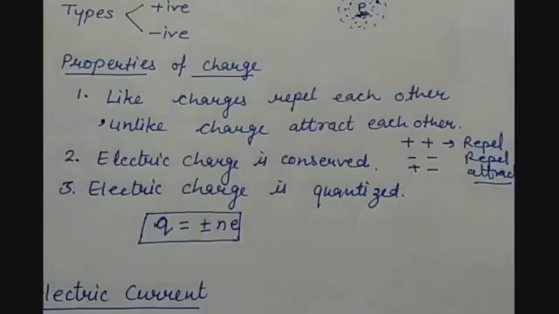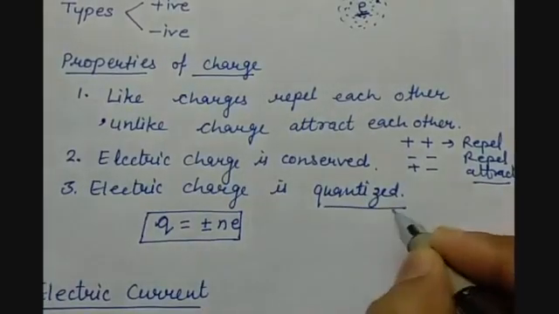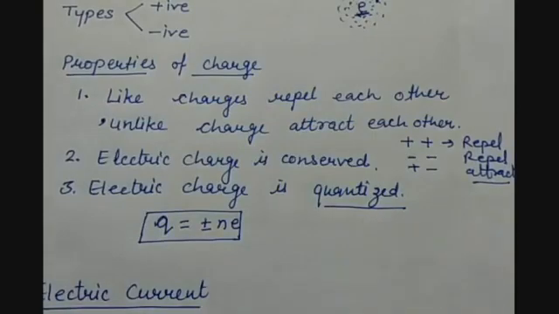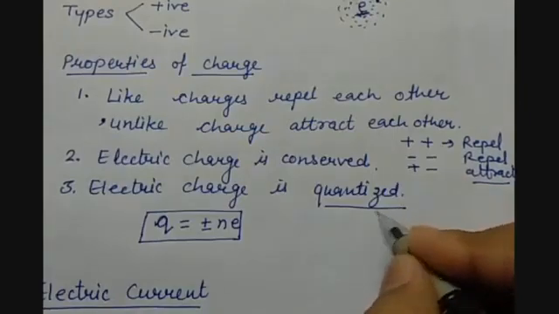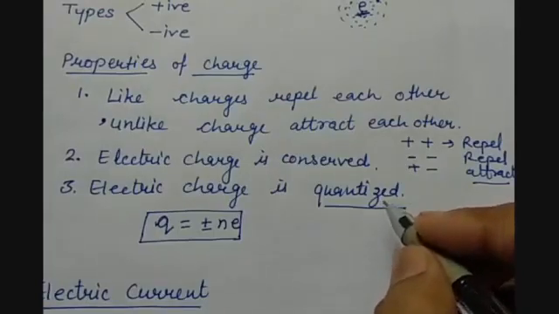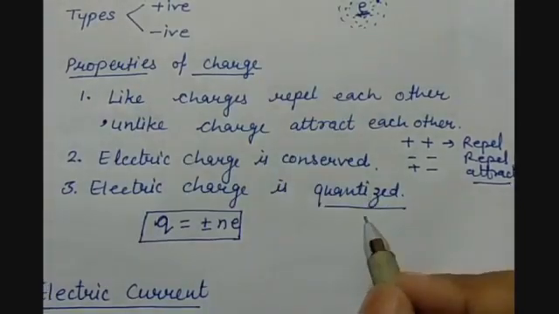The third property is electric charge is quantized. Here the word quantized means that the electric charge, which is basically the electron that revolves around the nucleus of an atom, can only be transferred in integral numbers. That means in discrete packets only we can transfer the electrons.